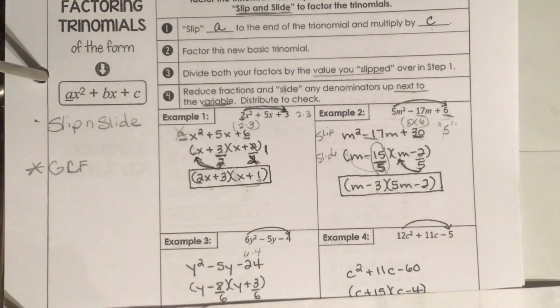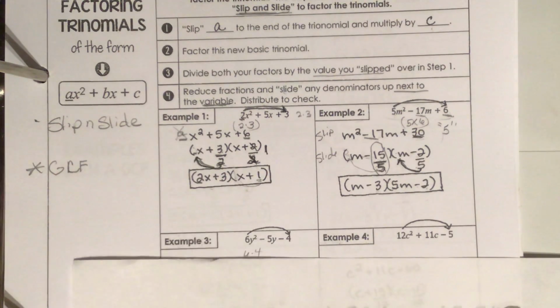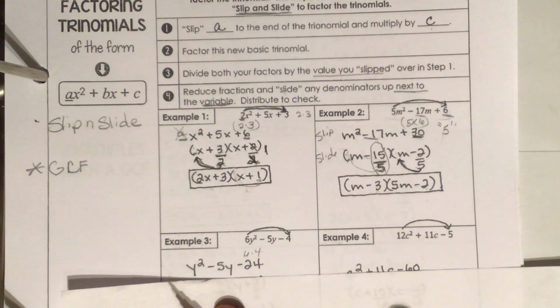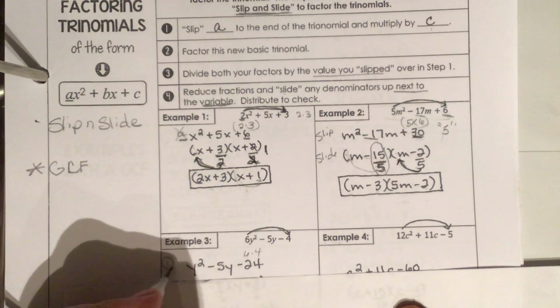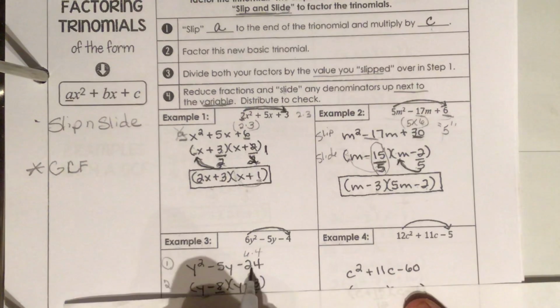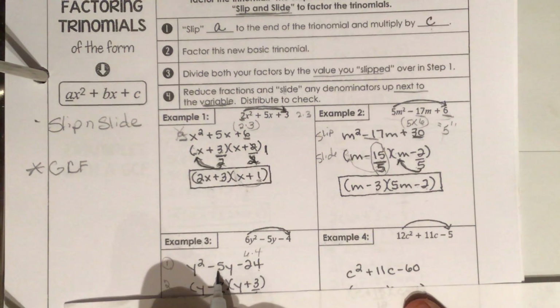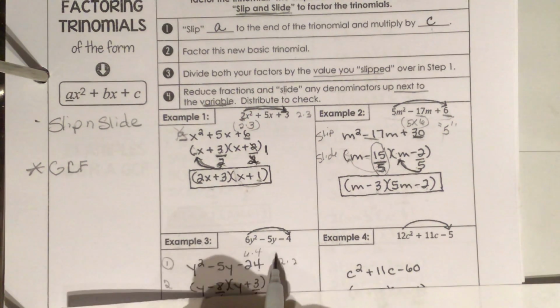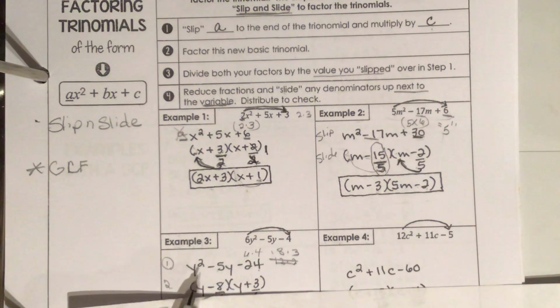We're going to slide the 6 over to the 4. 6 times 4 is 24, and we make our new equation. So that's step 1. Step 2 is you're going to factor, just like normal. We know 6 and 4 make 24, but is that going to make a 5? No. Well, what about a 12 and 2? No, that's not going to make a 5. What about an 8 and a 3? Yes, so we're going to use an 8 and a 3.